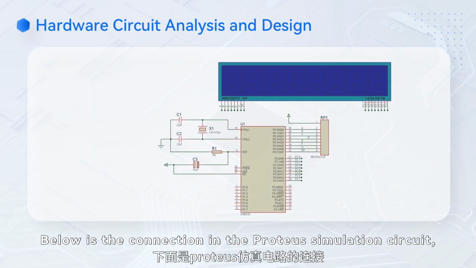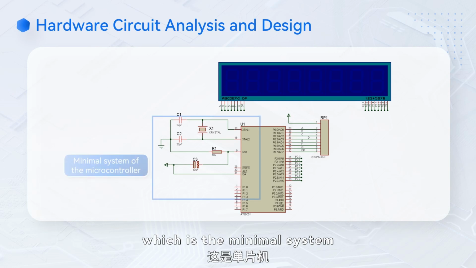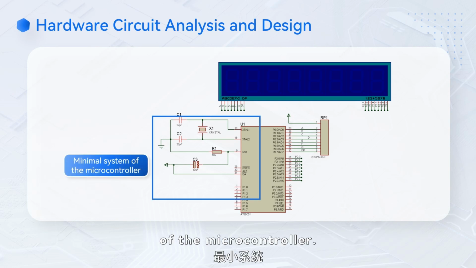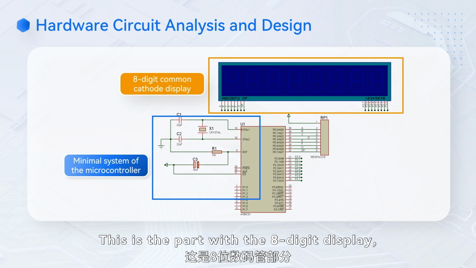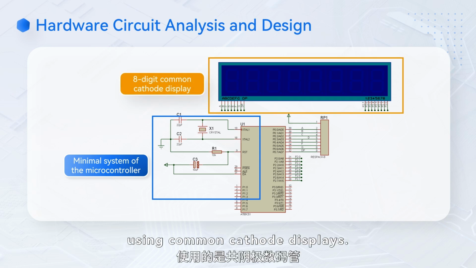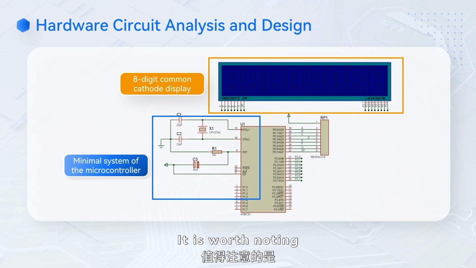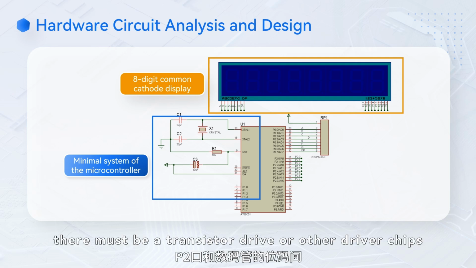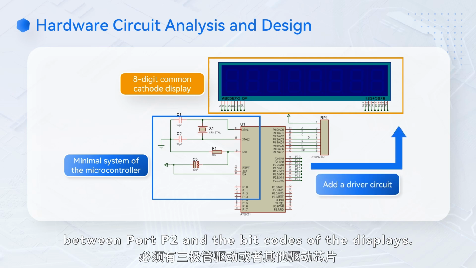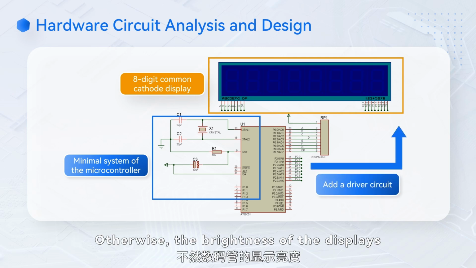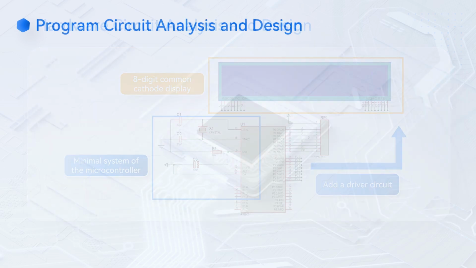Below is the connection in the Proteus simulation circuit, which is the minimal system of the microcontroller. This is the part with the 8-digit display, using common cathode displays. It is worth noting that on the physical circuit board, there must be a transistor drive or other driver chips between port P2 and the bit codes of the displays. Otherwise, the brightness of the displays will not be sufficient.